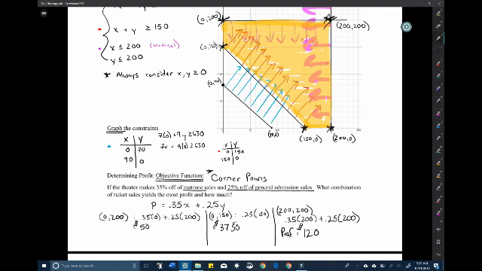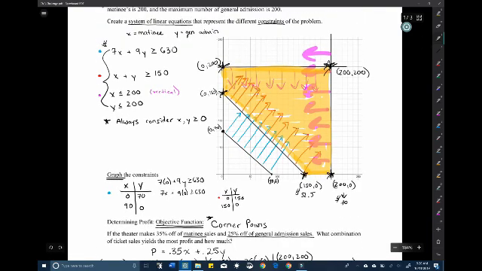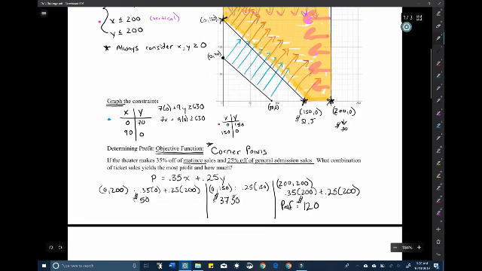If you tried out these other ones, just for example, if you tried out 200, multiplied by 0.35, you would only get 70. And if you tried the 150 times 0.35, you'd only get 52. So that's the idea. You graph everything, make the constraints, and find the corner points, plug them into an objective function.